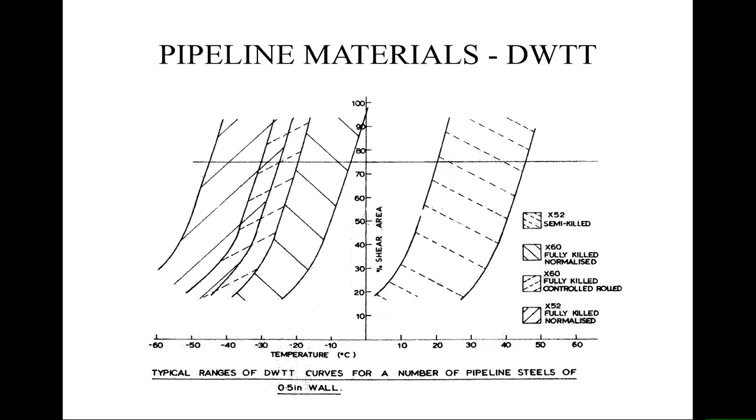Going from the fully killed structure, which is this one here, the controlled rolled one with the finer grains has actually pushed the temperature back down again. So that's good. That shows you that the smaller grains actually improve the toughness in the material. But it depends. The bigger change has been going from the semi-killed to the fully killed steels, because we've got rid of the impurities that have been responsible for this.